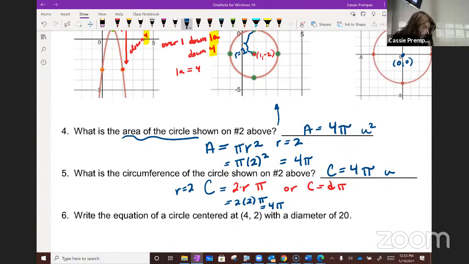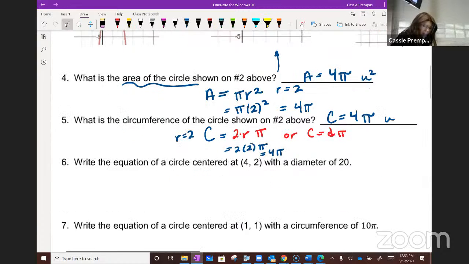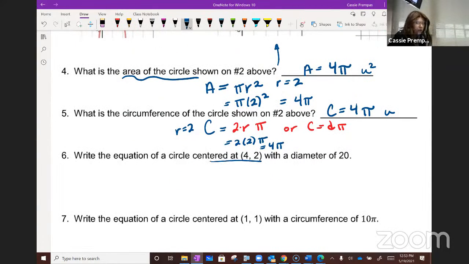All right, number 6, write the equation of a circle centered at 4, 2 with a diameter of 20. Remember the equation of a circle: x minus h squared plus y minus k squared equals r squared. If it says centered, what values are 4 and 2? They're your h and k.